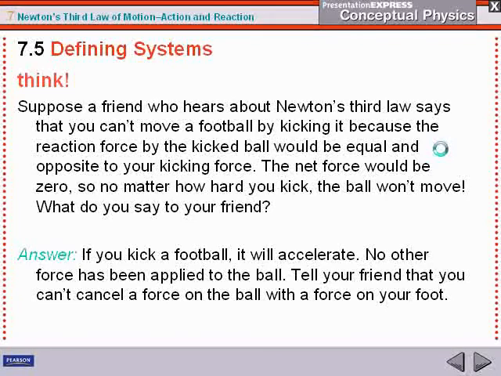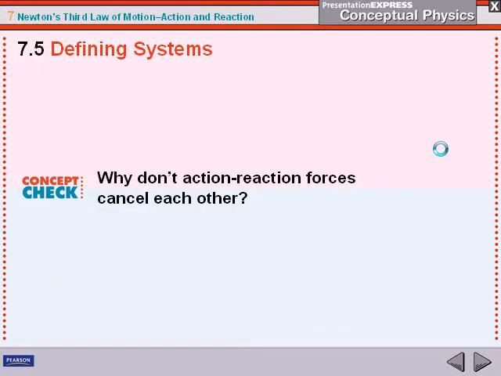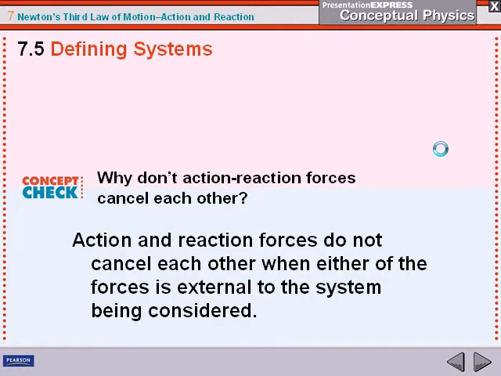Well, what you would say is the ball will accelerate because the only force on the ball is the kick. The force from the ball on your foot is external to the ball. Therefore, the ball will move. And just to summarize, why don't action-reaction forces cancel each other? They do not cancel each other when either of them is external to the system being considered.